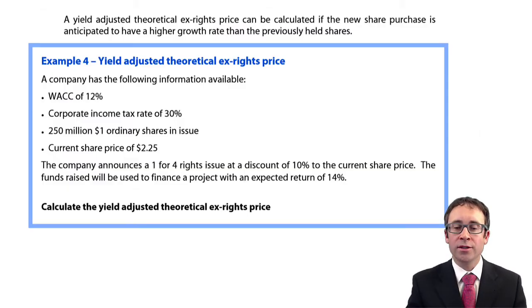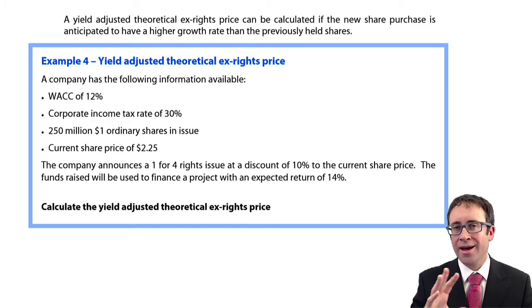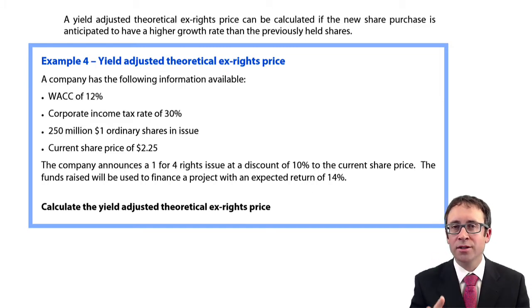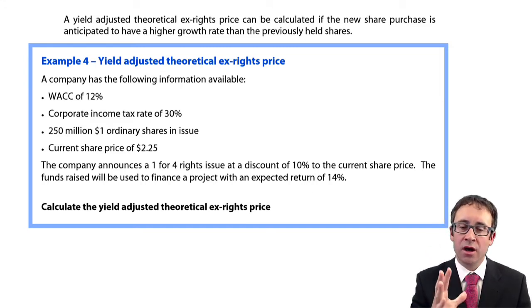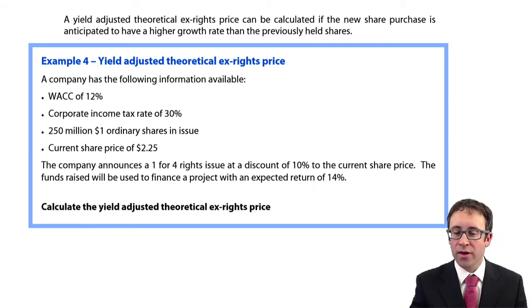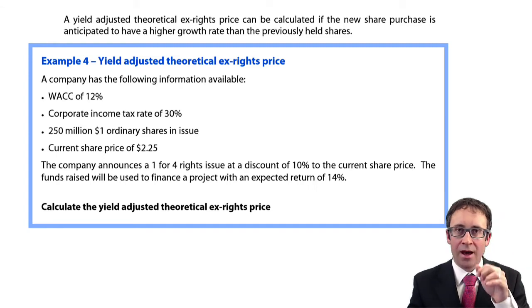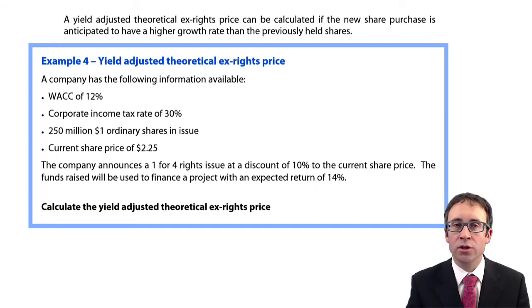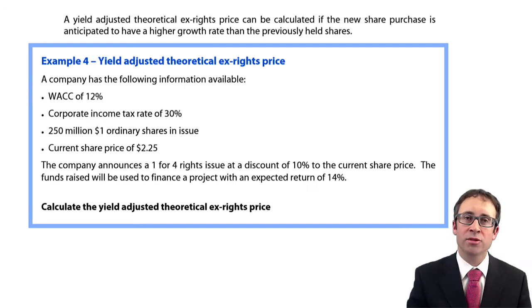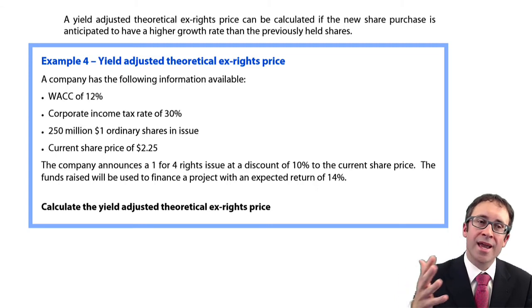So we're going to go through and just look at an additional type of question that could be asked as part of your objective test questions that looks at working out the theoretical ex-rights price when the new shares that are issued are going to have a higher potential rate of growth into the future, so a higher rate of return than what the current shares are generating. That is referred to as your yield adjusted theoretical ex-rights price, because your yield is your return, and we're looking at these new shares generating a higher return.